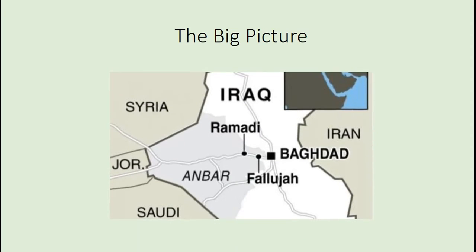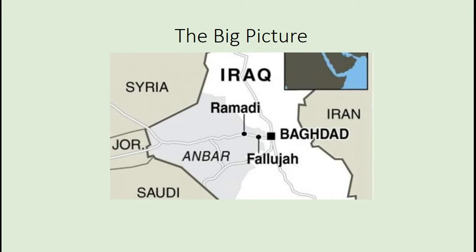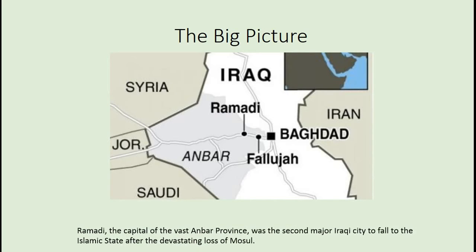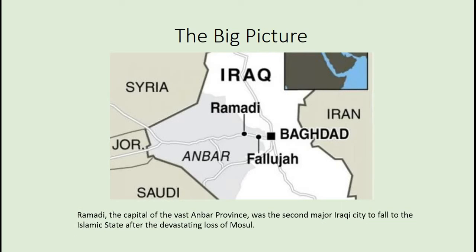Here we have the big picture of Iraq. We have the Battle of Fallujah, Ramadi, etc. And that's what this book is about. And so this is how we can incorporate images and text very easily and make something greater out of the book. So again, Ramadi, the capital of the vast Anbar Province, was the second major Iraqi city to fall to the Islamic State after the devastating loss of Mosul.